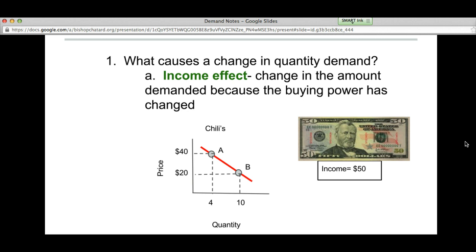Okay? Now, the income effect, what they're saying is that when the price is $40, if I go one time, I have $10 left to, whoops, sorry guys.